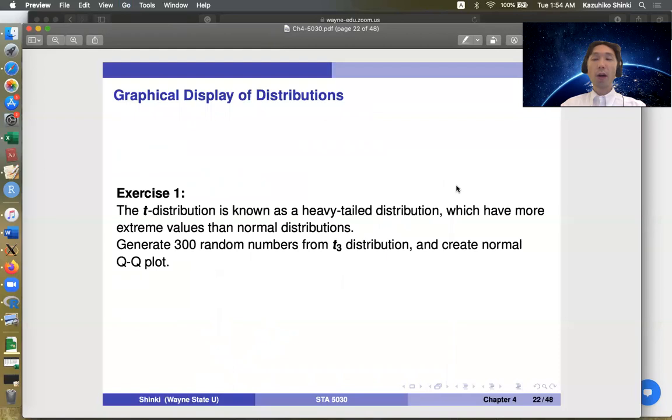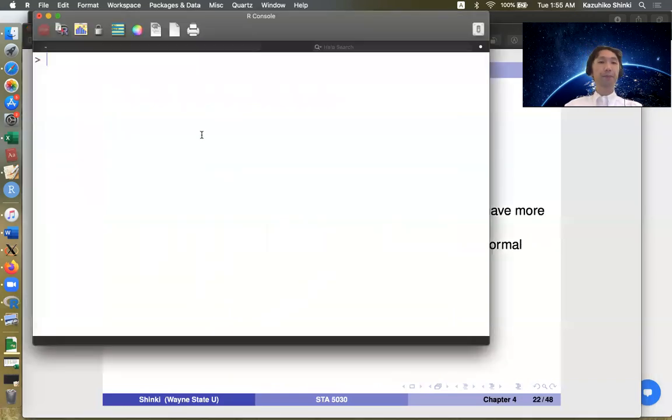Okay, so think about more distributions. What happens if random numbers follow a heavier-tailed distribution? For example, the t distribution with df 3, and how does the normal QQ-plot look? Since the observations are generated from a t distribution, they don't come from a normal distribution, so the QQ-plot points are not on a straight line. We will see what happens.